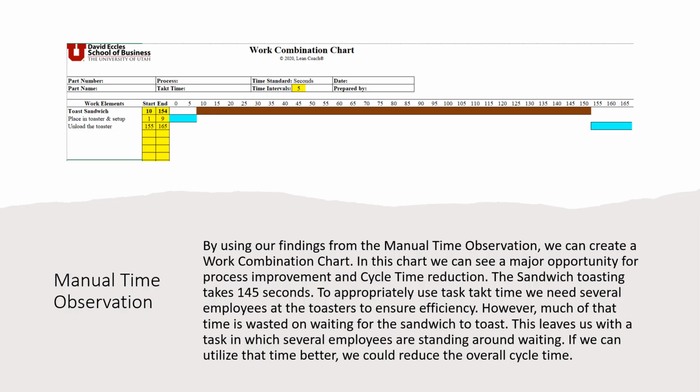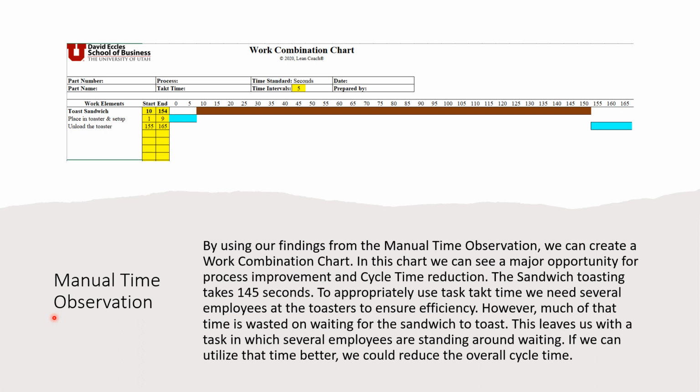With our manual time observations, we can make a work combination chart, and that's what this tool at the top here is. You can see this brown bar is the amount of time a toaster takes. It takes 145 seconds. So by using our findings from the manual time observation, we can create a work combination chart. In this chart, we can see a major opportunity for process improvement and cycle time reduction. The sandwich toasting takes 145 seconds.